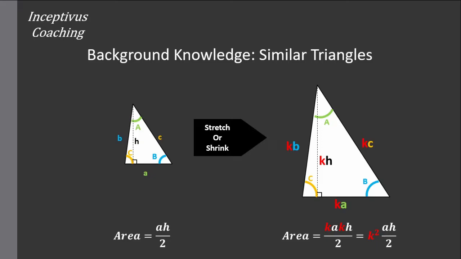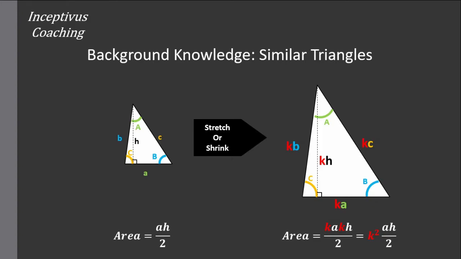Look at this triangle on the right. If I stretch it proportionally, all the sides are going to stretch proportionally as well. So the new base is going to be k times the original base, which is ka, and the other side is going to be kb, and the third side is going to be kc, where k is any real number. Actually, the same holds true for the height. The height is going to stretch by a factor of k as well. So we know that all the length measurements stretch by k.